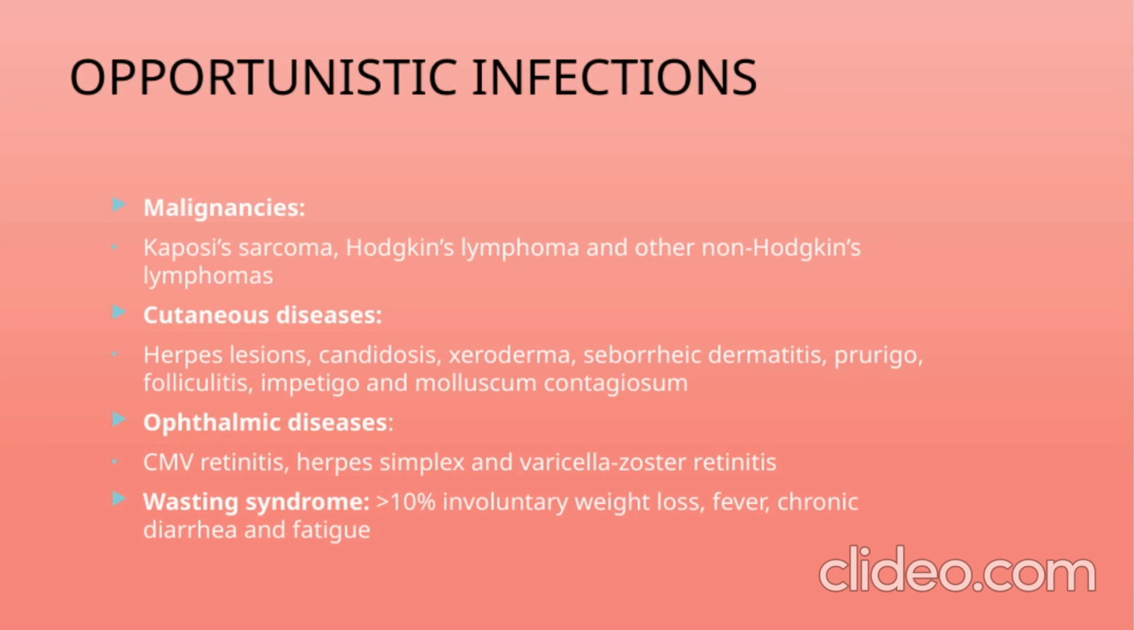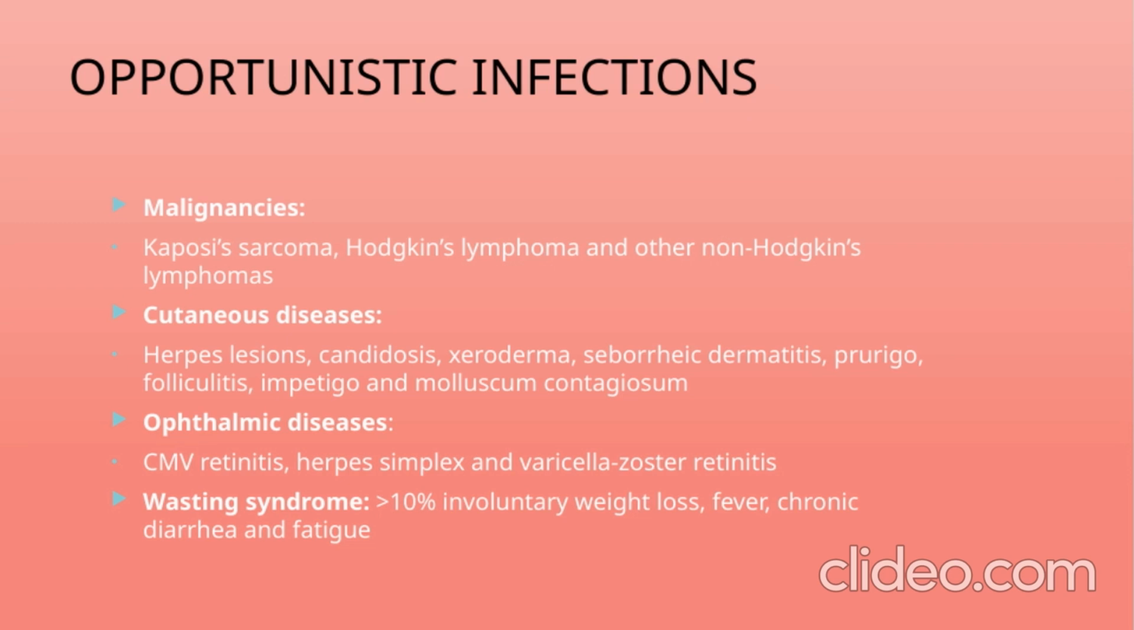Starting with malignancies, we often encounter Kaposi's sarcoma, which is a cancer that appears as purple or brown patches or nodules on the skin, particularly in HIV patients. Hodgkin's lymphoma and other non-Hodgkin's lymphomas are also more common in these individuals, reflecting a compromised immune system's inability to suppress abnormal cell growth. Moving on to cutaneous diseases, there's a wide range to be aware of.